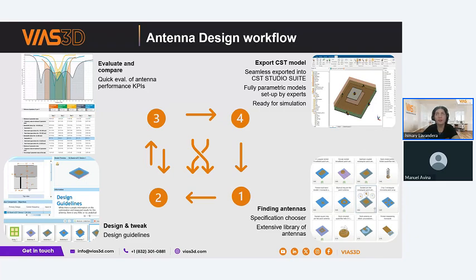As you can see in the workflow process, there are just 4 simple steps. First, finding an antenna: specification-based, with an extensive library of antennas. Then you can design and tweak the designs with useful design guidelines that we will talk about on the next slides. Then evaluate and compare, a quick evaluation of the antenna performance KPIs, and later you can export to a CST model. Or there is another tool, FEKO. Also, you can export FEKO files.